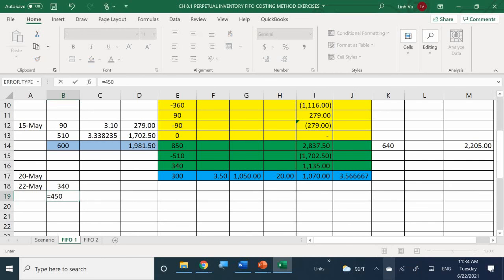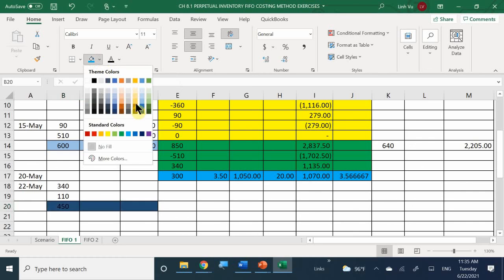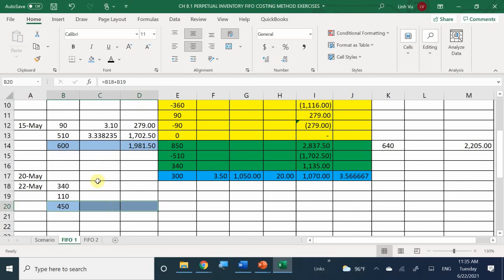So you're going to take your 450 minus the 340 to let you know how much of the blue batch you need to sell. Okay, and once again, for journal purposes only, I need to be able to record my total amount that I sell in grand total for the 450 units.